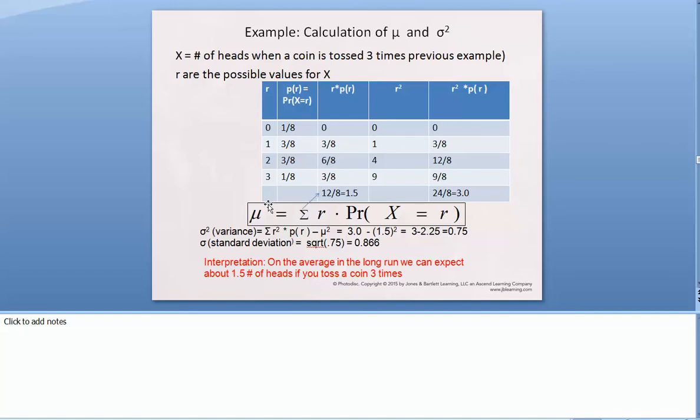And now to get the mean value, you need to get the product. So here I have in this column r times PR. You multiply this by this and you get this. And when you add it up, you will get the mean value. So the mean is 12/8, which is 1.5. Now, how do you interpret the mean? What it says is, on the average, if you were to do this experiment over and over, that means toss a coin 3 times, you will expect about 1.5 heads. It does not make sense, 1.5 heads, but that is usually what is done.